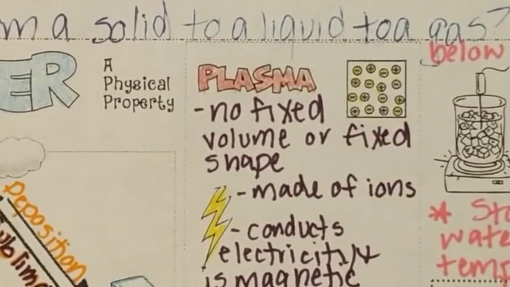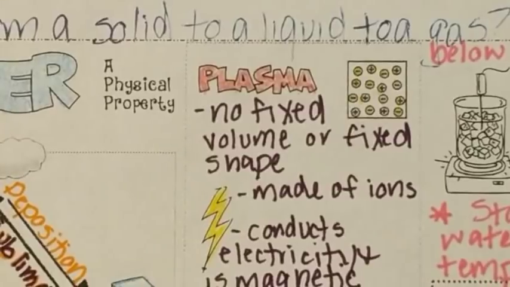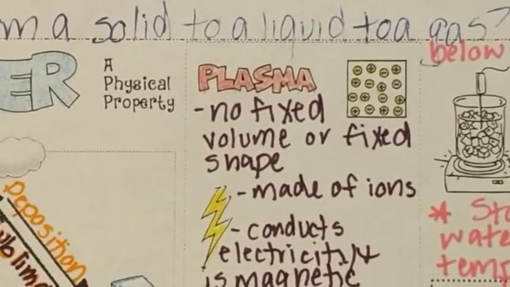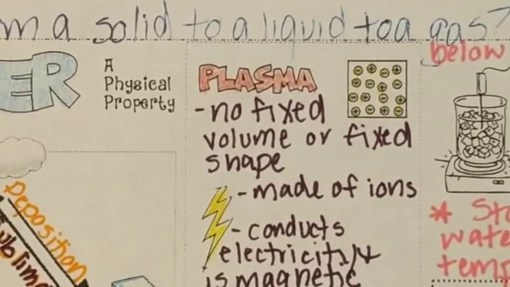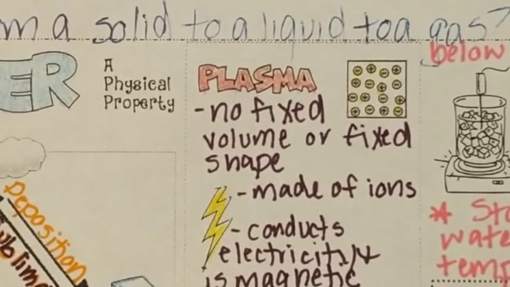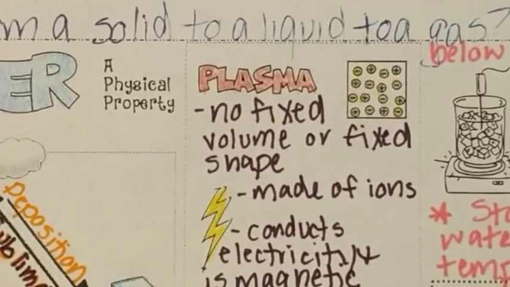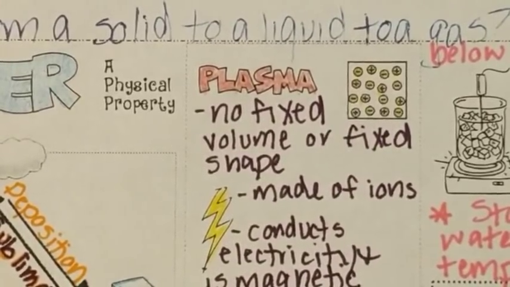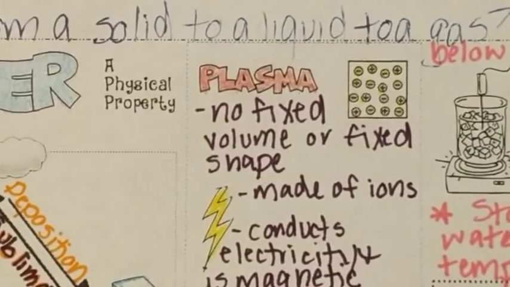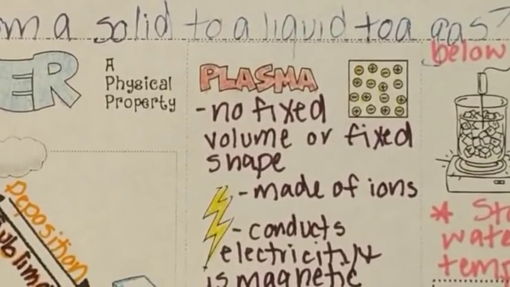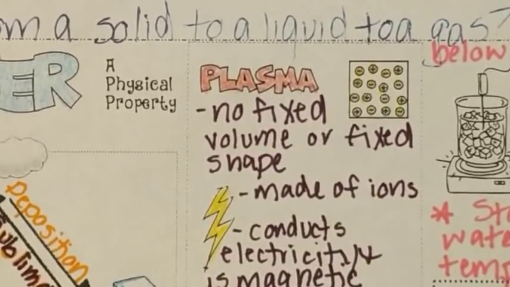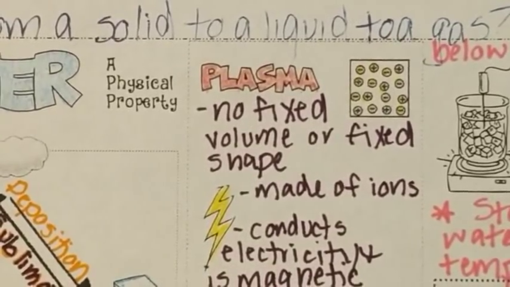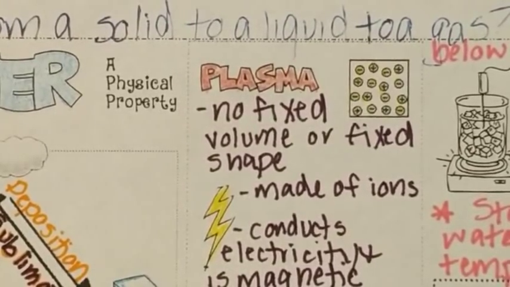Now, plasma is the fourth state of matter that you probably are not as familiar with, and that's because it's a lot harder to observe in our world. Plasma, like gas, does not have a fixed volume or a fixed shape. Plasma is made of ions, which you should remember are charged particles. They can be either positively or negatively charged. And plasma conducts electricity and is magnetic. So you're going to see plasma in things like lightning and the sun and things like that. Things that are at extremely, extremely high temperatures, extremely, extremely high energy levels.